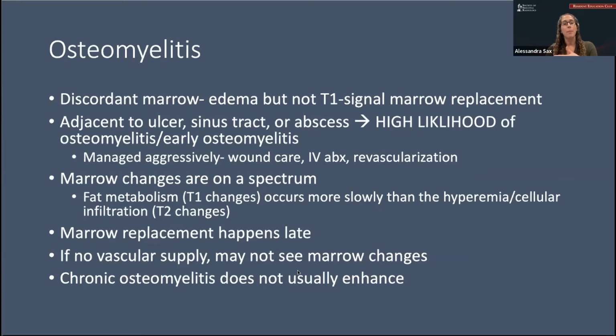early is because those fat metabolism changes, that marrow replacement, is going to happen late, whereas the hyperemia and cellular infiltration, or the T2 signal changes, happen much earlier. And then, especially in diabetics, there's not great vascular supply. So those marrow changes, that turnover of the marrow, metabolizing the fat and being replaced with bacteria, we're not going to see that because of the poor vascular supply.